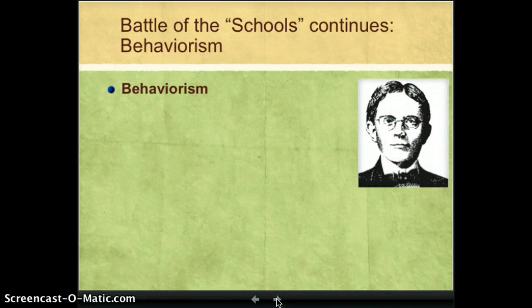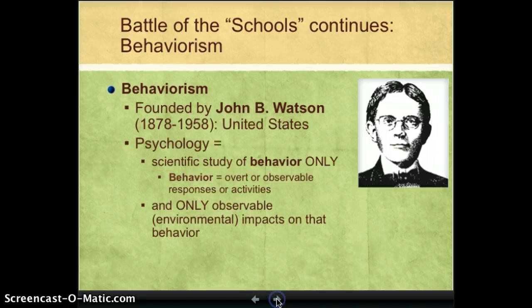The biggest reaction began with a man named John B. Watson. He was a psychologist in the United States, and he had very specific ideas for what psychology was, what it should and shouldn't study, what belonged in the world of psychology and did not. So he founded the school of behaviorism. Behaviorism said that we should scientifically study behavior only.